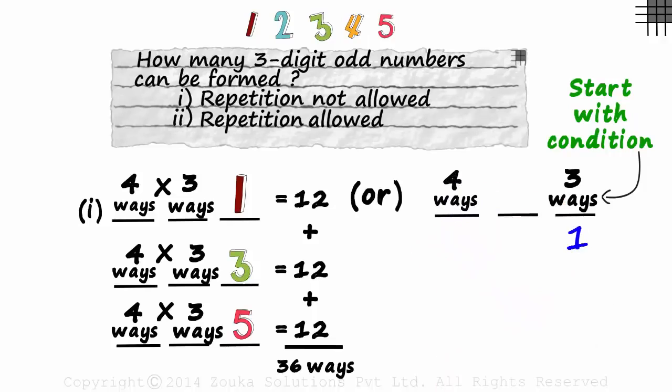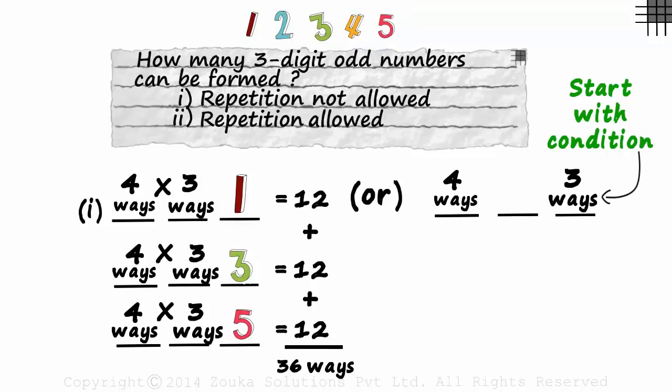If the units digit is filled with 1, any digit from 2, 3, 4 or 5 can be in the hundreds place. If the units digit is filled with 3, any digit from 1, 2, 4 or 5 can be in the hundreds place.